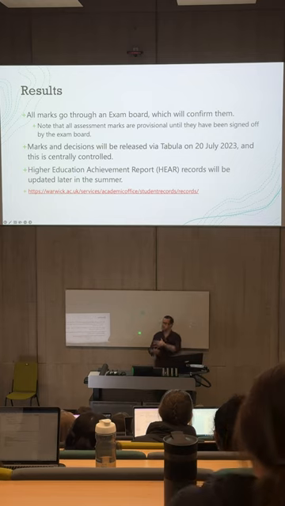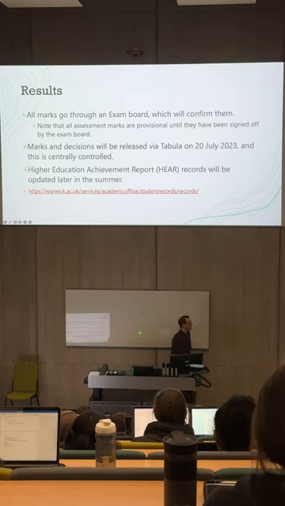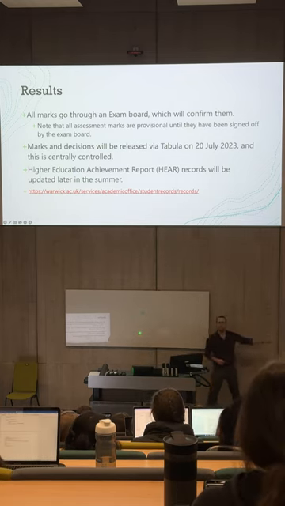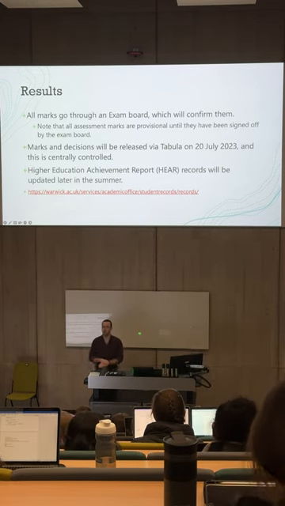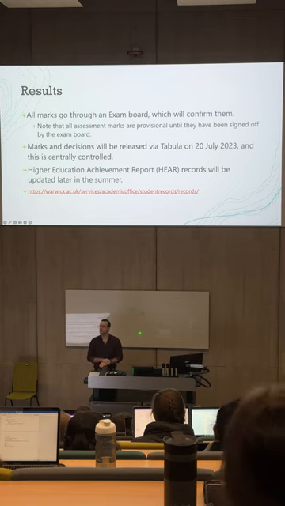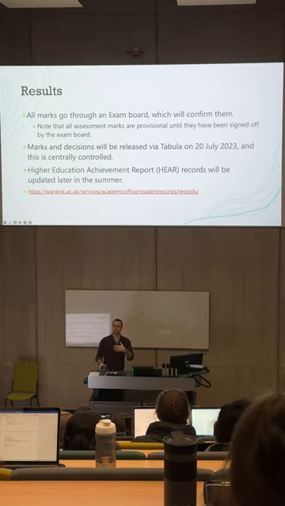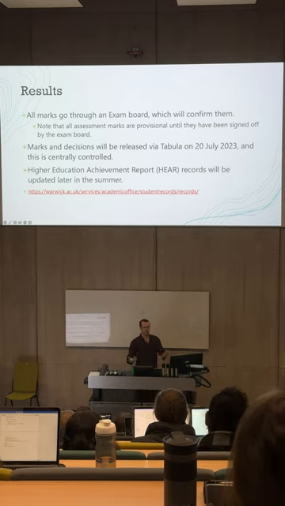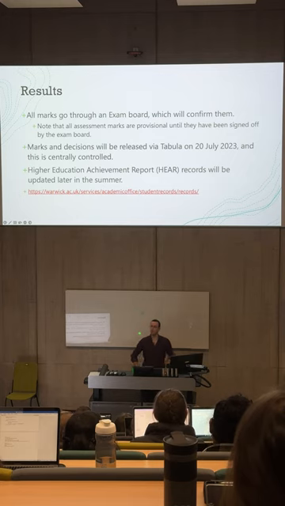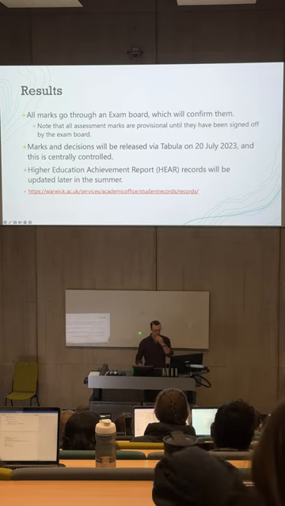Now, your marks and decisions will be released to you on Tabula, and then ultimately they go on your Higher Education Achievement Report. Again, that is not something that we control. It's not even a university platform. It's run by something called Grand Intel. I think multiple universities use it. I'm sure some of you will have been on and had a look before. It is your transcript, your academic record. That gets updated in the summer, typically around August time.